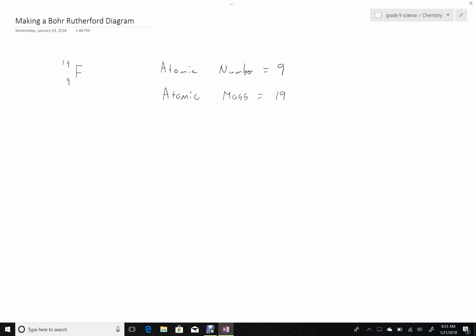And in a previous video, I explained that the atomic mass is the total of all the mass of particles in the atom. So this is equal to the number of protons and neutrons. And this, the atomic number, is the number of protons in the atom. So if I want the number of neutrons, the way I can do that is I take the atomic mass minus the atomic number. So 19 minus 9, which gets me a value of 10.